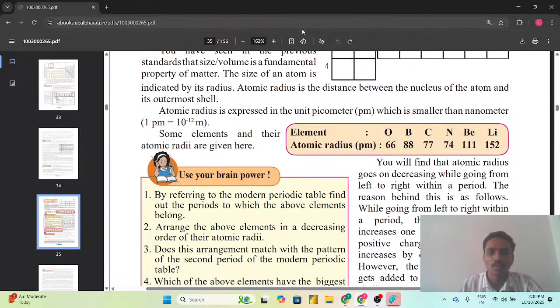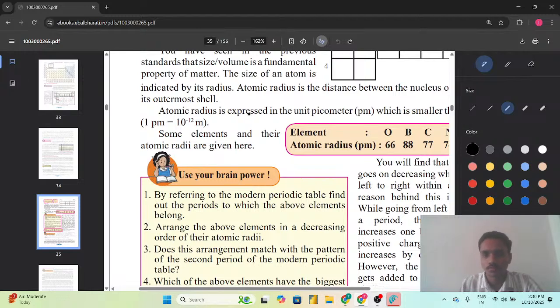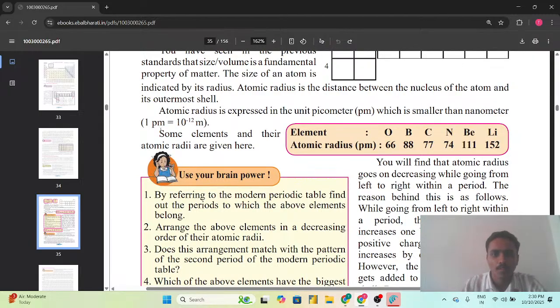These all go in multiples of 10 raised to 3. As we have seen, 10 raised to 1 is the meter, then 10 raised to 3, then 10 raised to 6, then 10 raised to 9. All the multiples of the indices are in multiples of 3. As picometer is the very smallest unit, it is 10 raised to minus 12 meter. This we have to keep in mind.